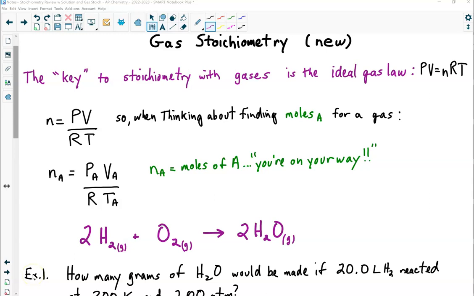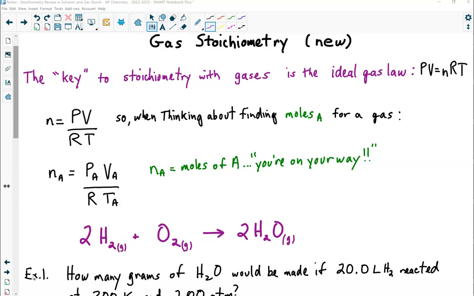Last but not least, gas stoichiometry. The key to stoichiometry with gases under different conditions of pressure and volume is the ideal gas law. If you recall, our first step is always to find the moles of A, because you're on your way to using the magic mole ratio to figure out the amount of your second substance, correct?